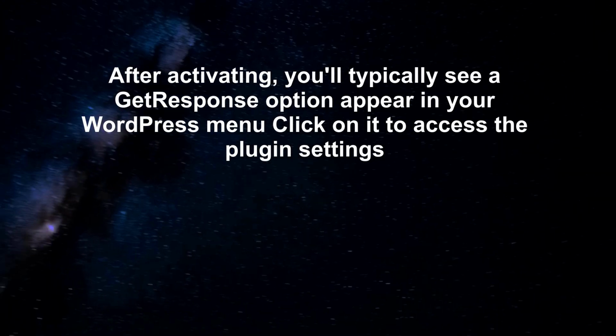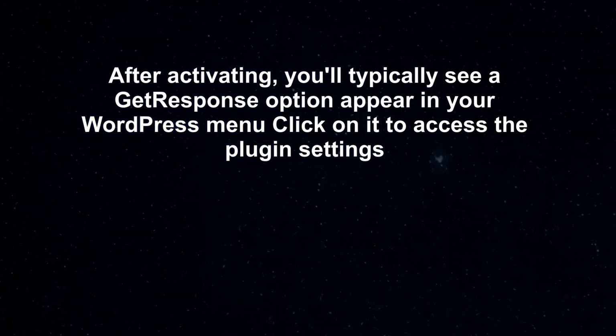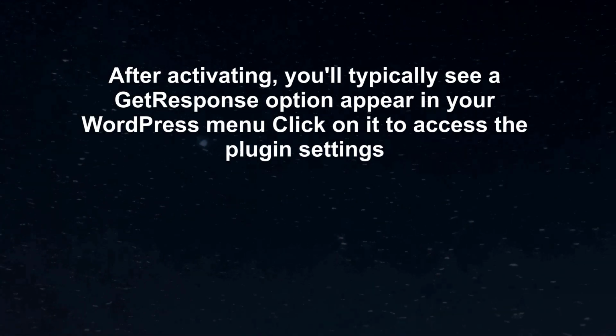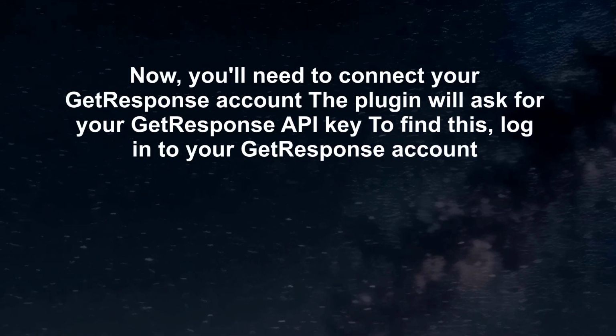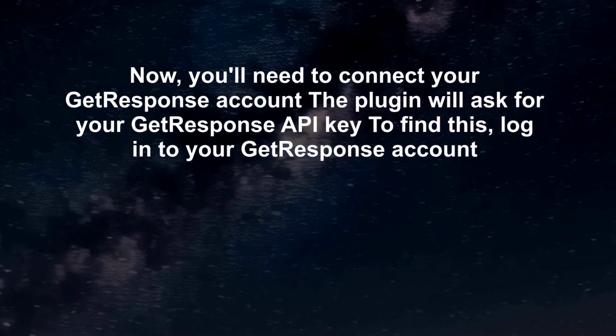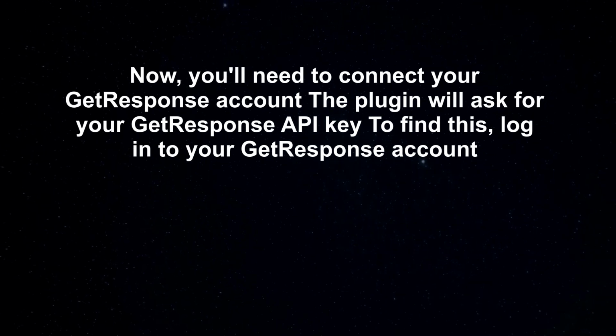After activating, you'll typically see a GetResponse option appear in your WordPress menu. Click on it to access the plugin settings. Now, you'll need to connect your GetResponse account. The plugin will ask for your GetResponse API key.